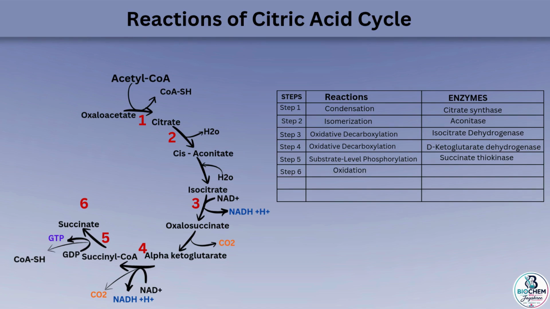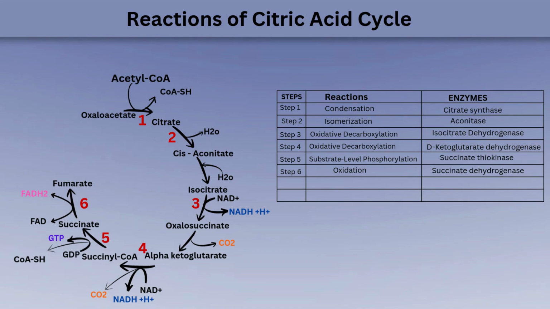Step number 6 is formation of fumarate. Now this is the oxidation reaction in which succinate is oxidized and becomes fumarate, and the enzyme responsible for this reaction is succinate dehydrogenase. This enzyme is unique because it is attached to the inner mitochondrial membrane and it also functions as complex 2 of the electron transport chain. Instead of NAD+, this enzyme uses FAD, and FAD is reduced to FADH₂. So in this step, succinate is oxidized into fumarate and produces one FADH₂ molecule.